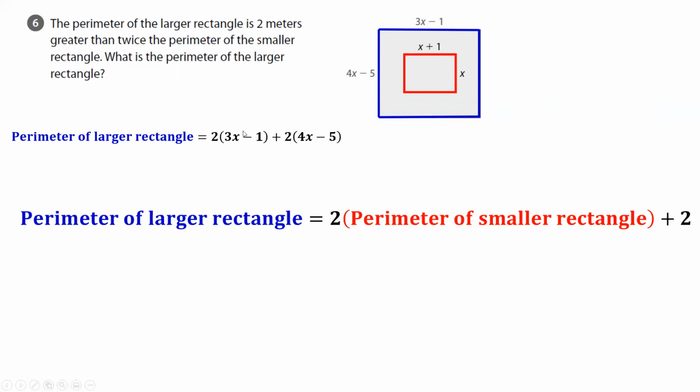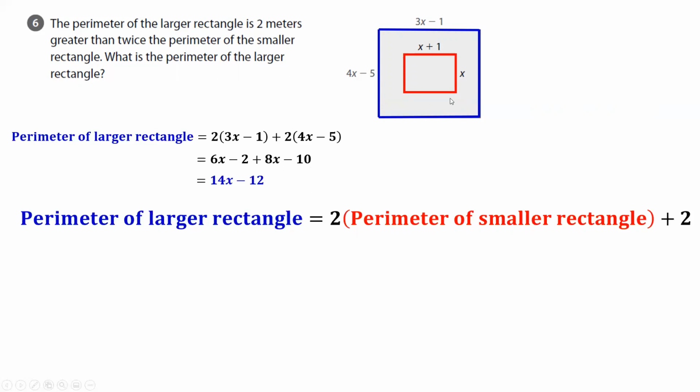So I'm going to go and distribute the 2. When I distribute the 2, 2 times 3x gives me 6x. 2 times negative 1 gives me negative 2. 2 times 4x gives me 8x, and 2 times negative 5 gives me negative 10. I then can combine like terms. 6x plus 8x gives me 14x, and negative 2 take away 10 gives me negative 12. So we can write the perimeter of the larger rectangle as 14x minus 12.